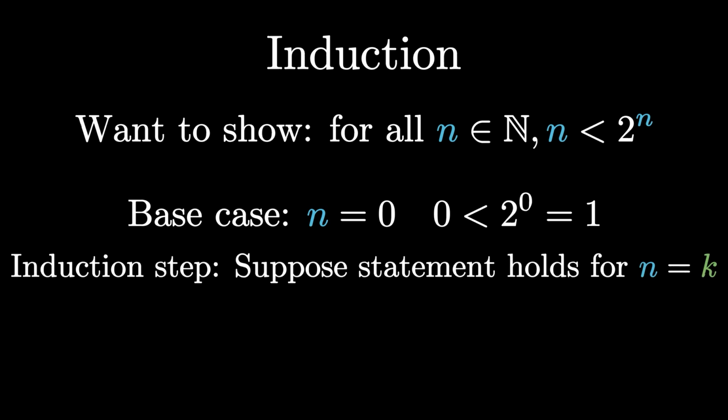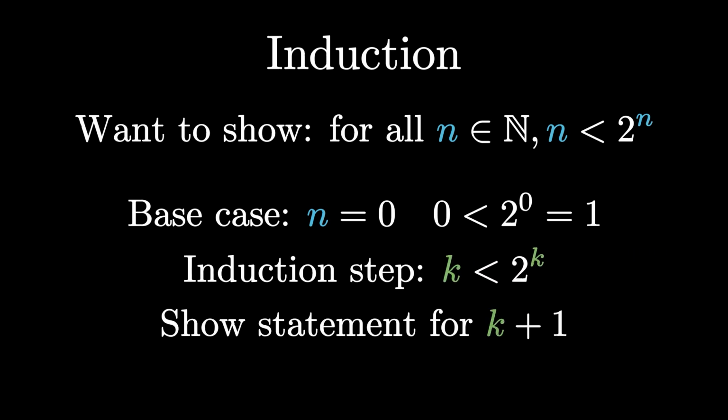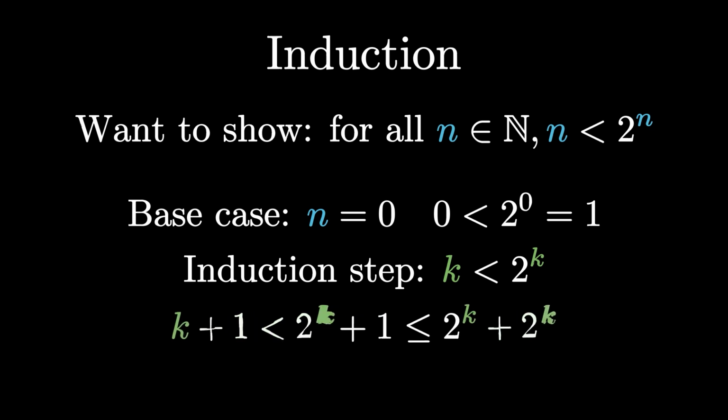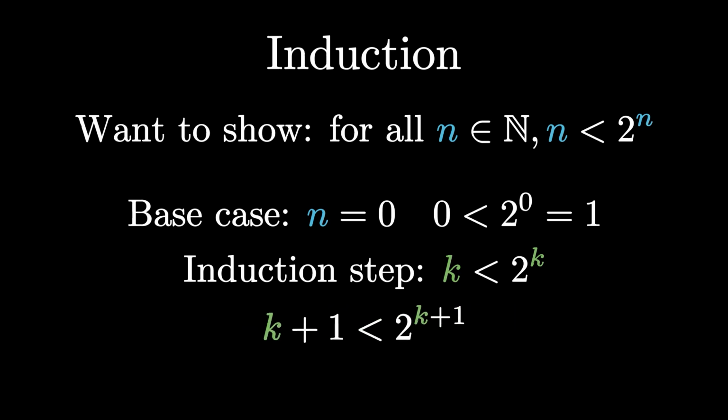Then we try to prove that assuming this induction hypothesis, the statement is also true for k+1. With our example, if we assume k is less than 2^k, then k+1 is less than 2^k + 1. Then notice that 1 is less than or equal to 2^k for any natural number k. So 2^k + 1 is less than or equal to 2^k + 2^k. And so k+1 is less than 2^k + 2^k, but this is just 2^(k+1). So now we showed the induction step.